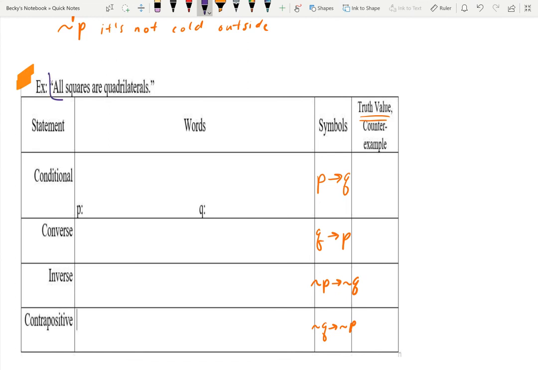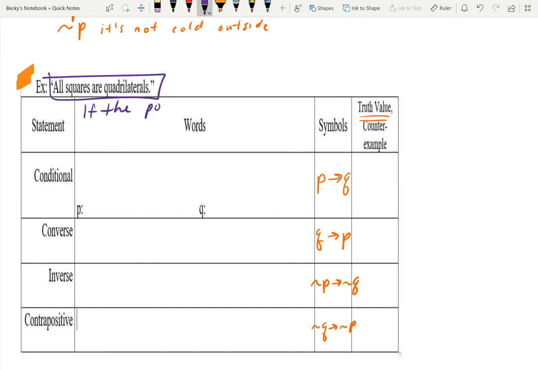My original statement here, if you notice, is not in if-then form. So we will need to change it for the conditional. It says all squares are quadrilaterals. And we already know we can't say "if it is a square." So what is a square? You can use the word polygon, or you can use the word object. You choose. So let's write this out.